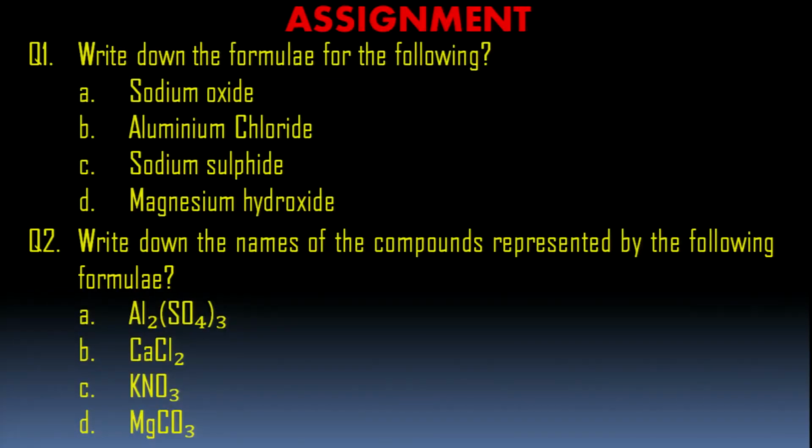Children, I've got some assignment for you all. You can do this at home, I know children. Please note it down. Question 1: write down the formula for the following: sodium oxide, aluminium chloride, sodium sulfide, magnesium hydroxide. The screen is open for you all. Question number 2: write down the names of the compounds represented by the following formulae: Al2(SO4)3, CaCl2, KNO3, MgCO3.